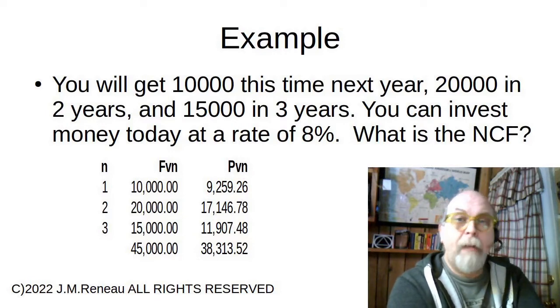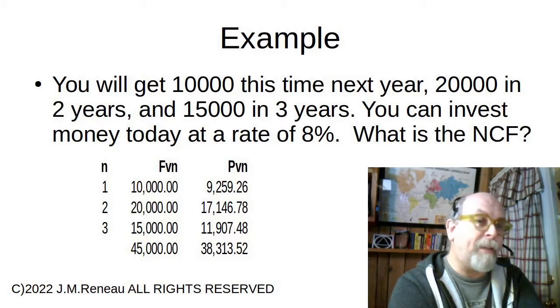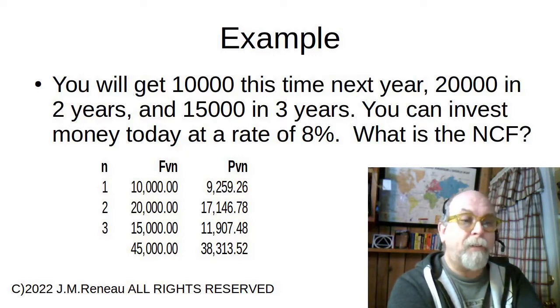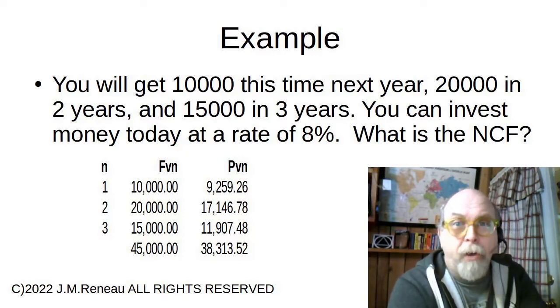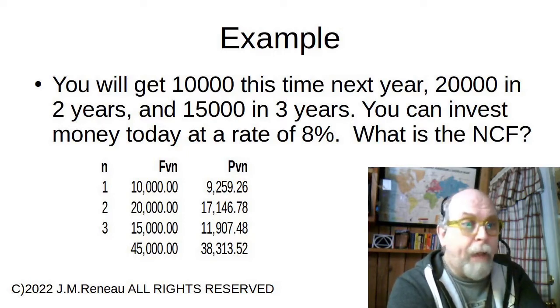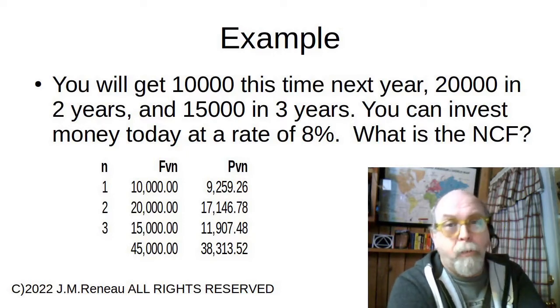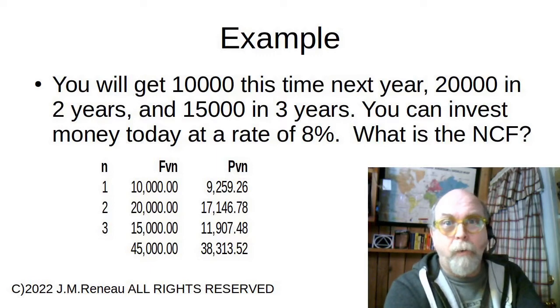So the present value of that flow of money would be $38,313. Now, if I were to offer you $40,000 for that cash flow, I'll give you $40,000 today, and I get the $10,000, $20,000, and $15,000. You're going to jump on it, aren't you? Because I'm giving you better than 8%, which is what you can get. So that's a great deal.